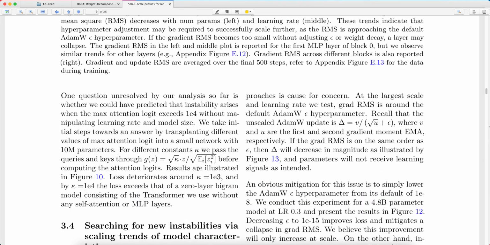Cool. One question unresolved is whether we could have predicted that instability arises when the max logit exceeded 1e4 without manipulating learning rate and model size. We take initial steps towards an answer by transplanting different values of max attention logit into a small network with 10 million parameters. For different constants, I don't know what this letter is. Let's do this.